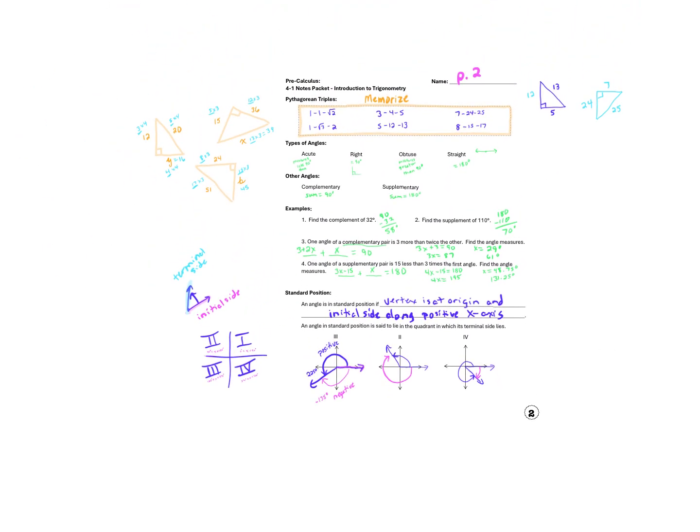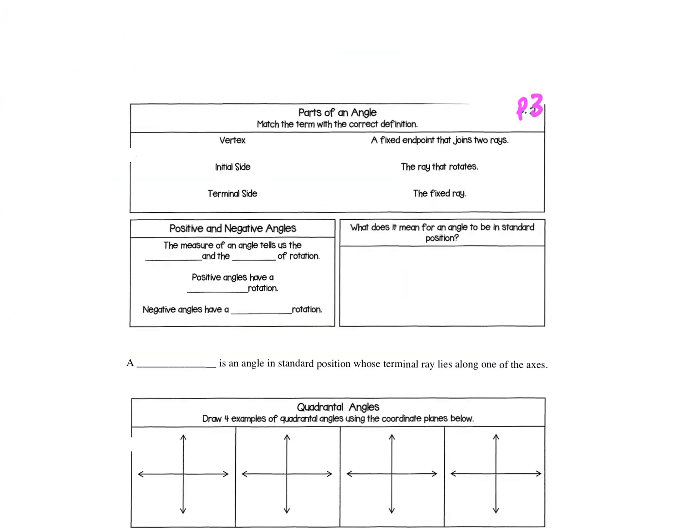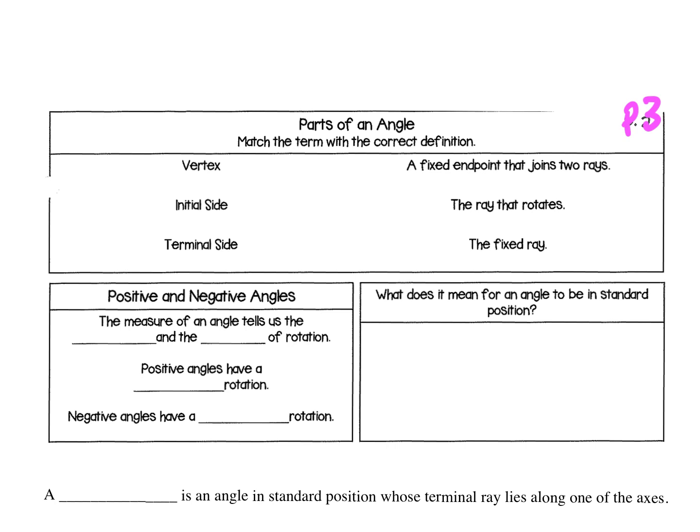Questions, comments, thoughts? Something that I need to clarify for you or explain? Okay. This first part's just a little matching thing. We've got 3 terms on the left. We've got 3 explanations on the right. One of those says a fixed endpoint that joins 2 rays. Which one of those on the left is that?